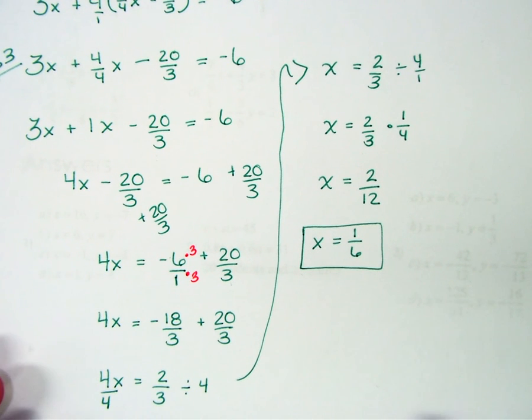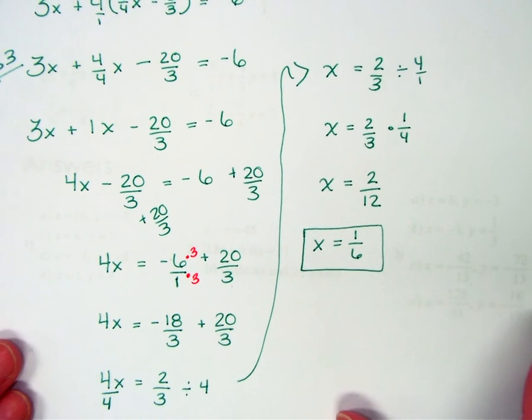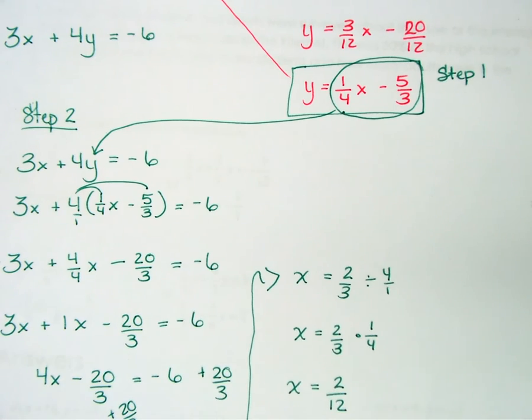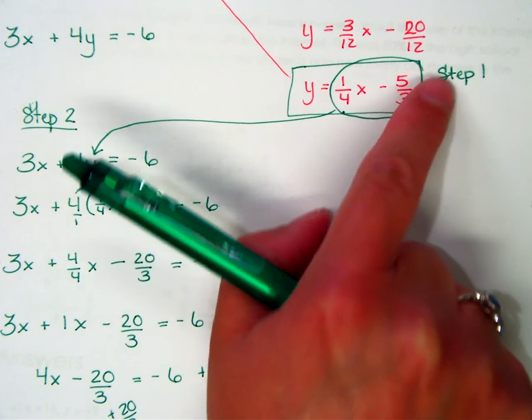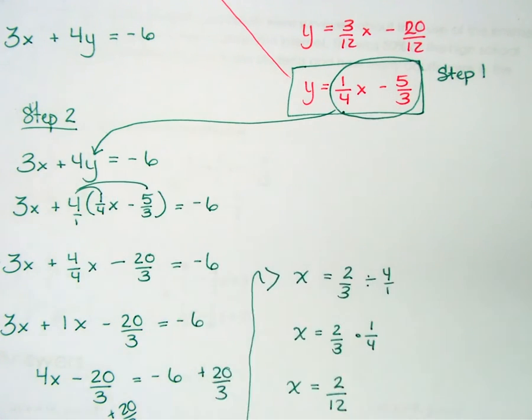So now I'm going to move on to step 4. So I'm just going to slide up for a second. So step 4 is the final step. We're going to substitute that x back into the equation we made in step 1.